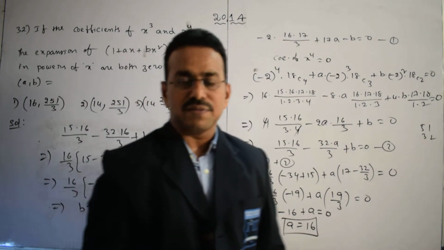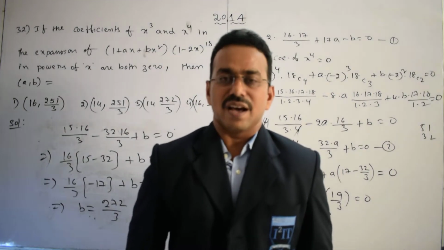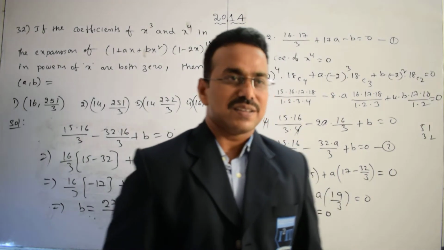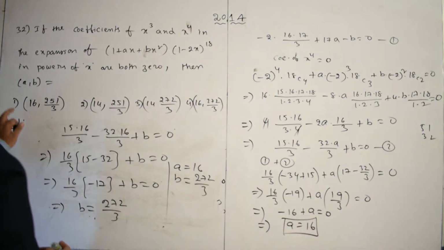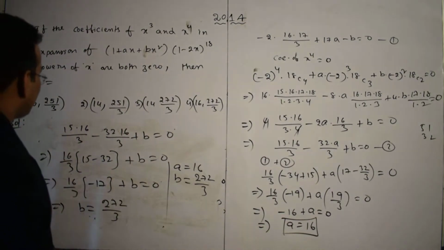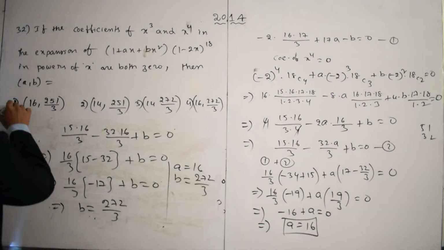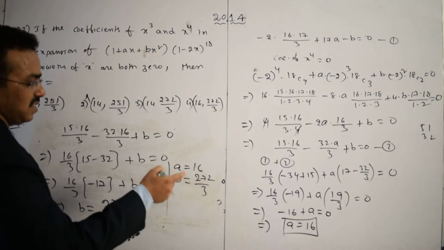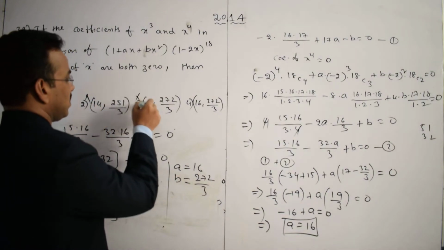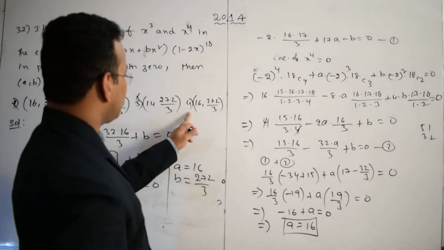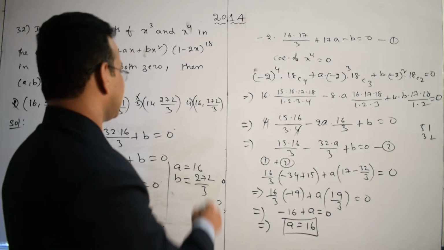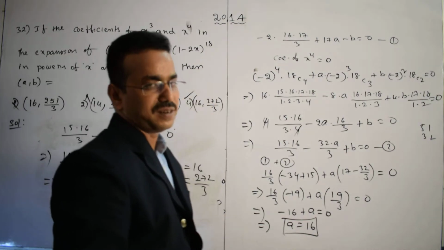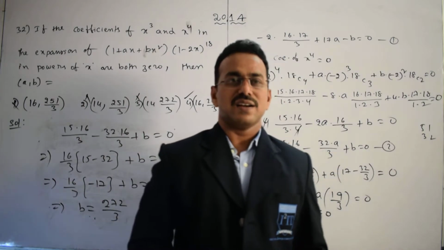These are the required values of a and b. Now let's compare with the given values. What are the given values here? First one 16, 251 by 3. No, this is incorrect. Second one 14. No, this is incorrect. And third one is also incorrect. Why a equal to 14 is there? And fourth one 16, 272 by 3. Exactly. This is the correct option. So this is the final conclusion.